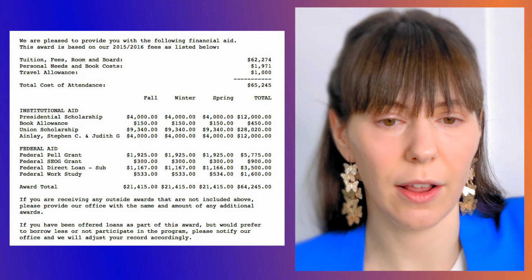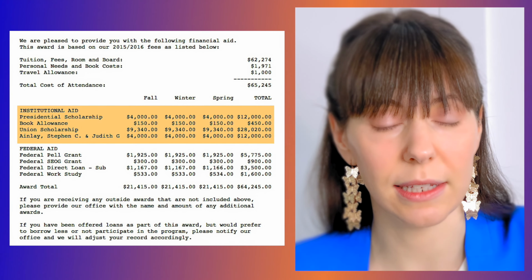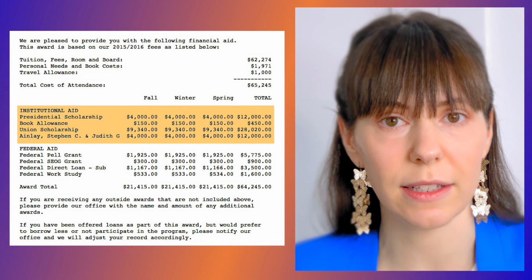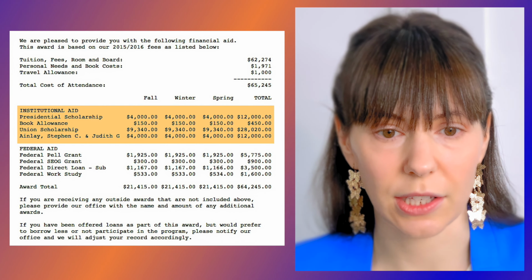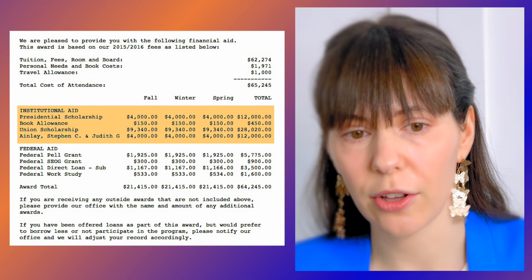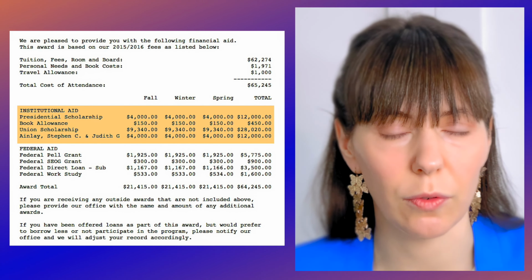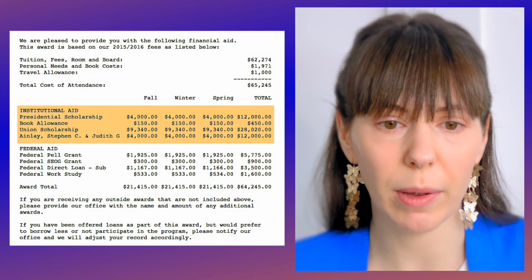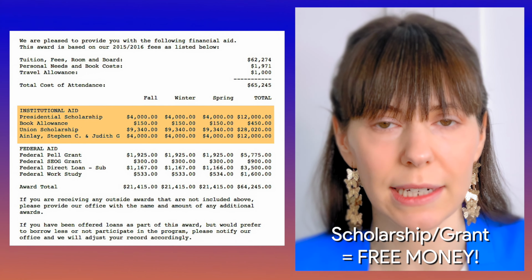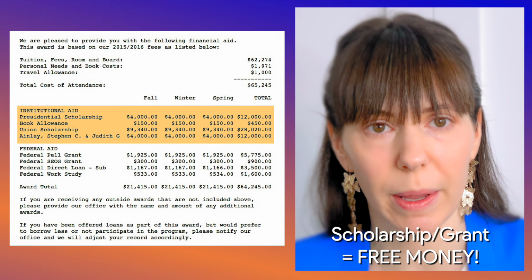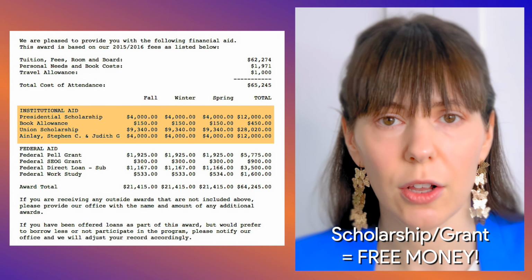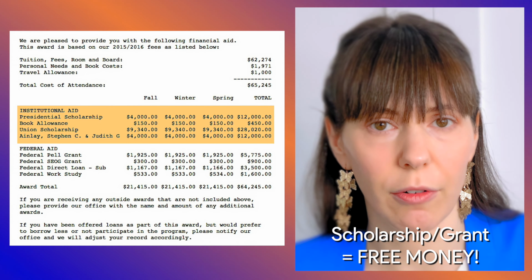Then the next column below, you'll see institutional aid. So this is all the money that's coming from the college. So you see that this student has a presidential scholarship, a book allowance, a union scholarship, and then some other scholarship that's named after these people who clearly endowed it. So all of that money, anything that says scholarship or grant, that is free money, that's money you don't have to pay back, that's forgiven, we're done. Free money is good money, scholarship money and grant money is good money.